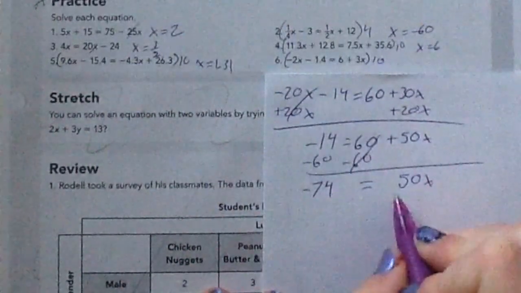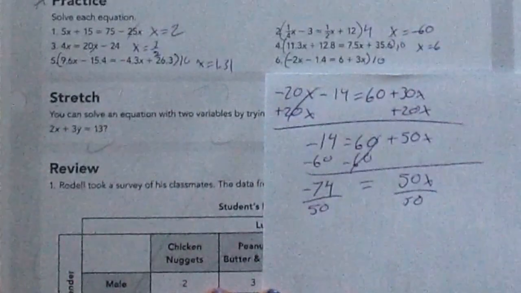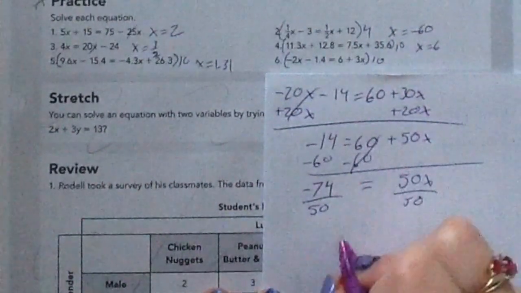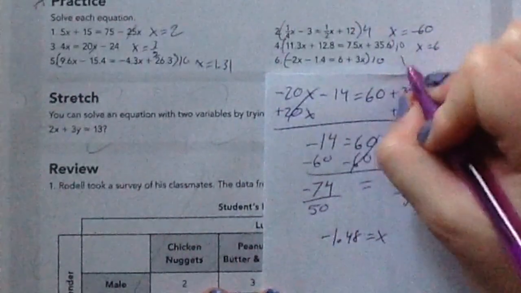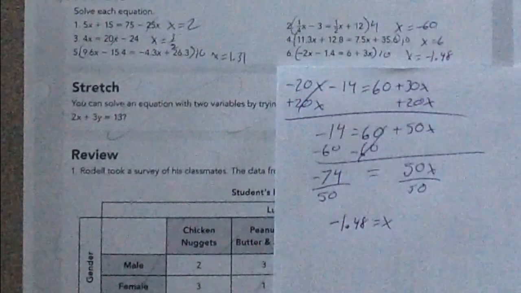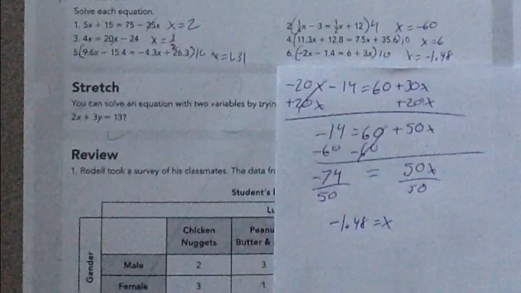Last step, divide by this 50 because it's multiplying, so we're undoing multiplication. And this is probably a gross decimal. Oh, it's not too bad. So negative 1.48 is x. You'll notice it's almost always the same steps. Move things to one side, get rid of addition and subtraction, and then get rid of multiplication and division.